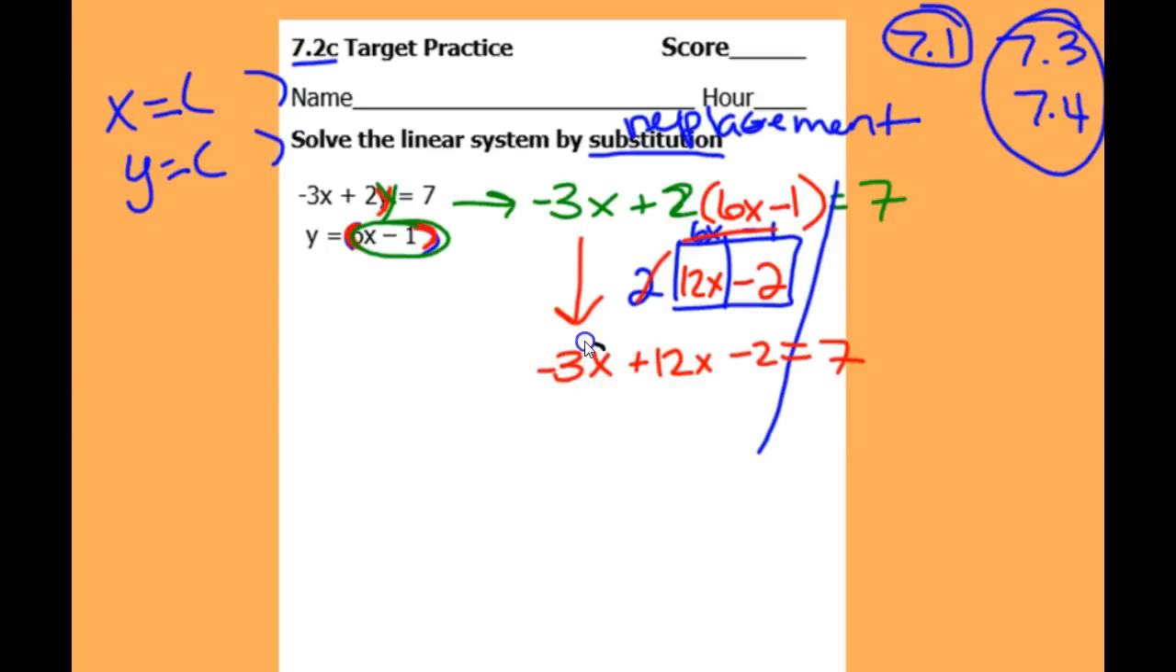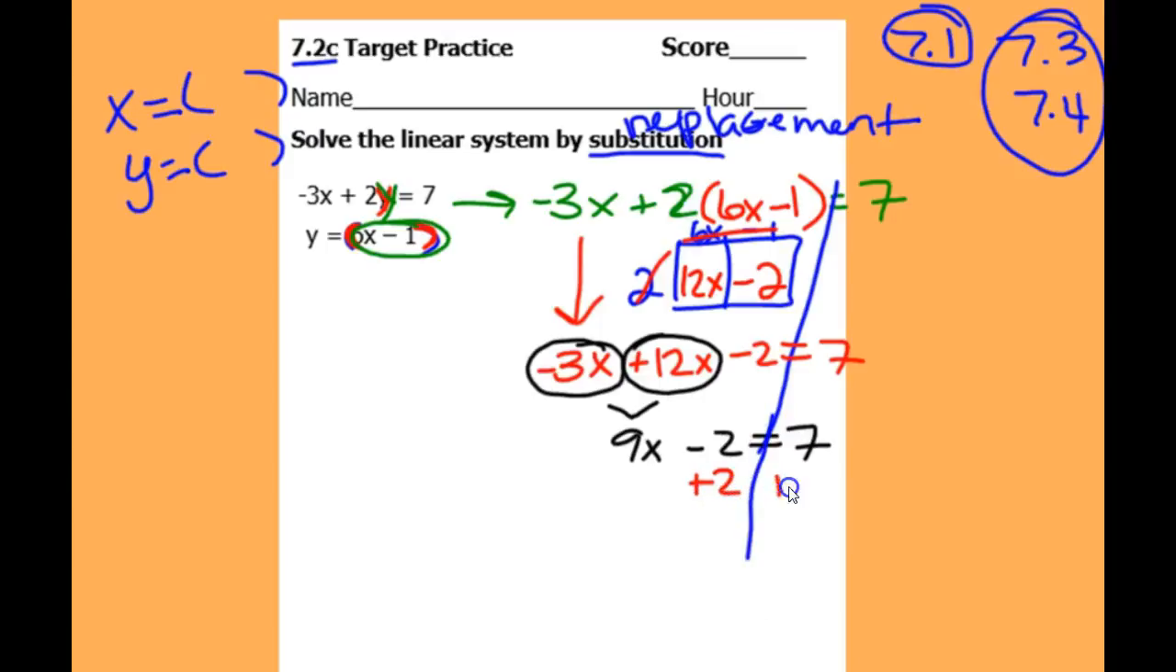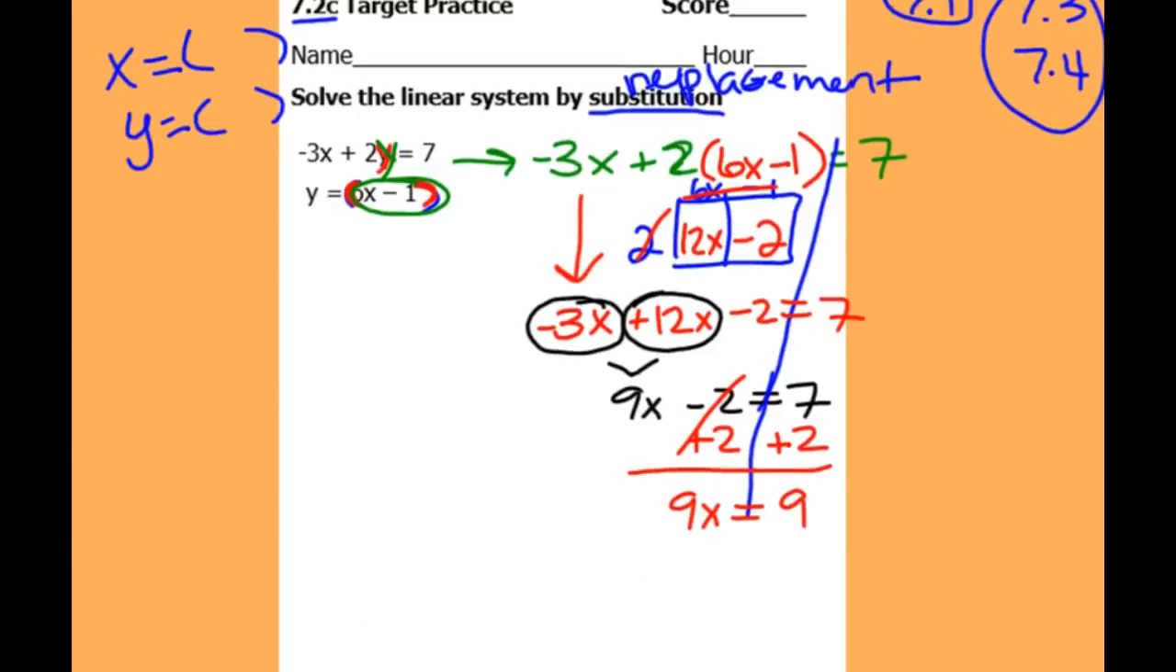So next we have two terms that have an x. So a negative 3 and a positive 12, or just 12 minus 3 gives us 9x minus 2 equal to 7. And then if we continue here, opposite of subtracting is adding 2. So we're left with 9x equal to 7 plus 2, which is 9. And then last, the opposite of multiply is divide by 9. So 9 over 9 is just 1.